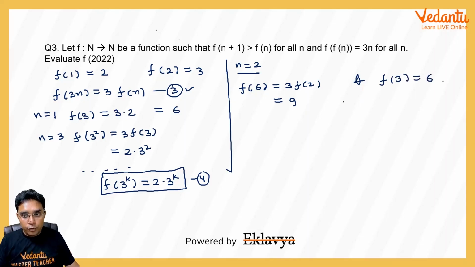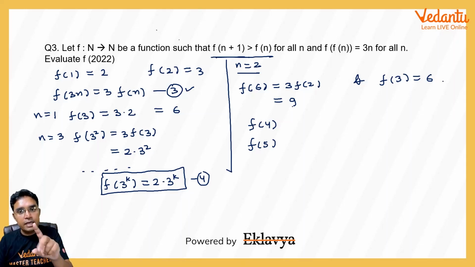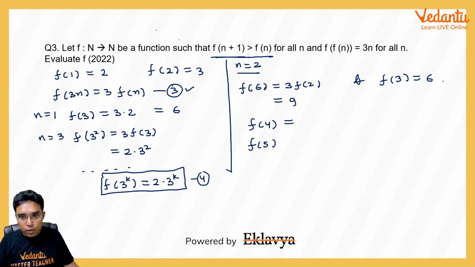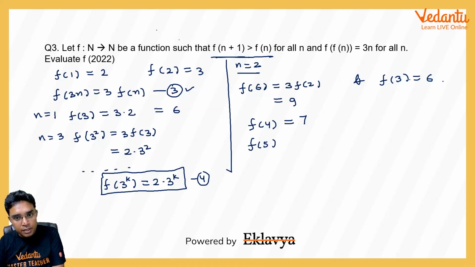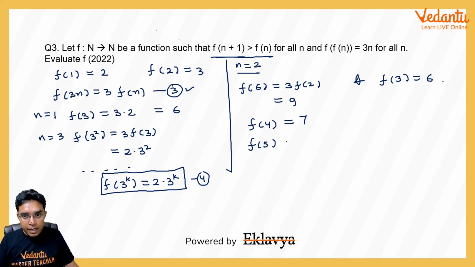Now tell me all of you, f3 is 6, f6 is 9. So what are the possible values of f4 and f5? Because my function is strictly increasing, and between 6 and 9 we have only two numbers, 7 and 8, for 4 and 5 these are the only possible values. So f4 has to be 7, because f4 has to be greater than f3, f5 has to be greater than f4, and f5 also has to be less than f6. So these are the only possible values for f4 and f5.